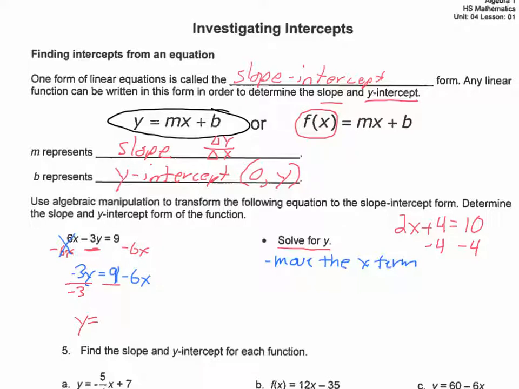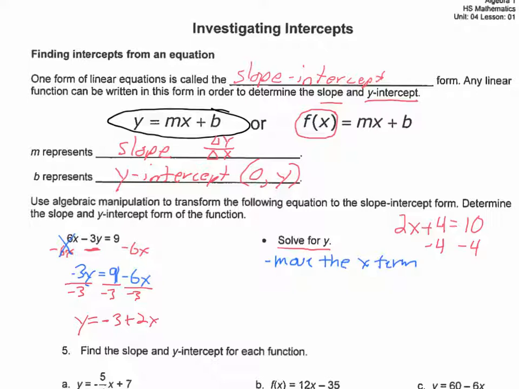Now, if we divide that by negative 3, what else has to be divided by 3? That's right, everything. We have to divide 9 divided by negative 3. We also have to divide that negative 6x by negative 3. Okay, so 9 divided by negative 3. Well, positive divided by negative is a negative. 9 divided by 3 is 3. This negative 6x divided by negative 3, a negative divided by negative makes a positive. And that makes 2x, right? Because 6 divided by 3 is 2.